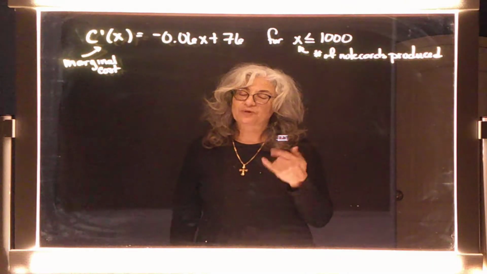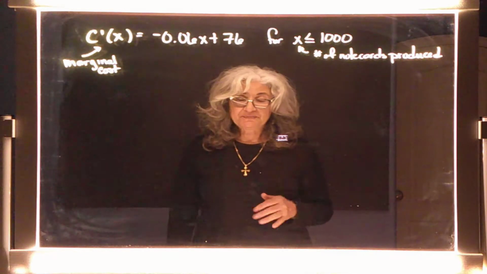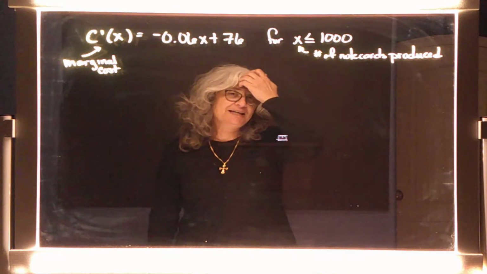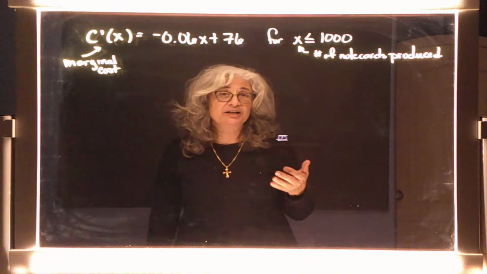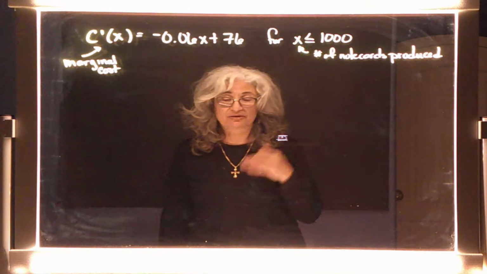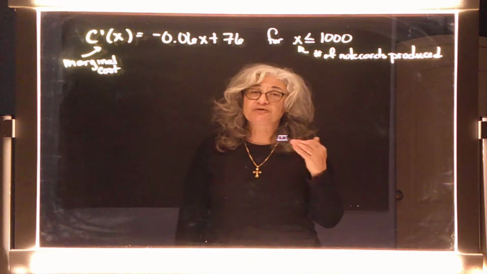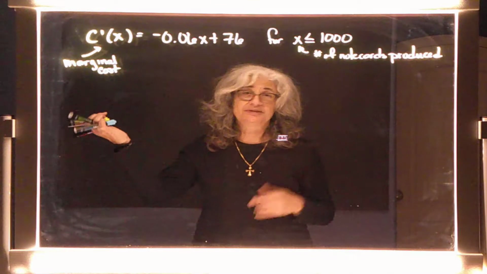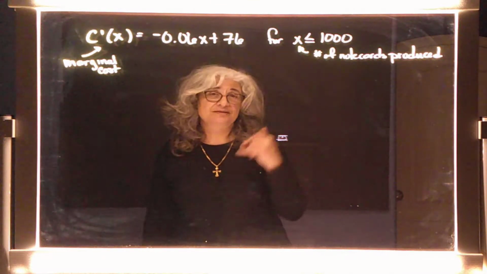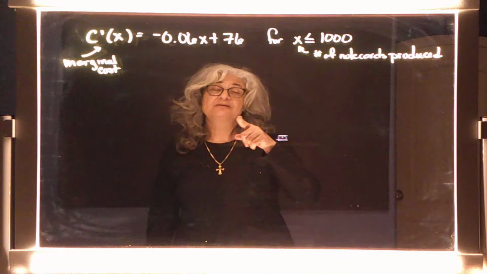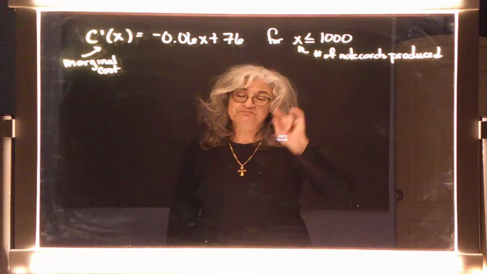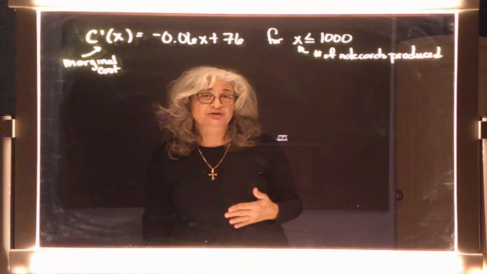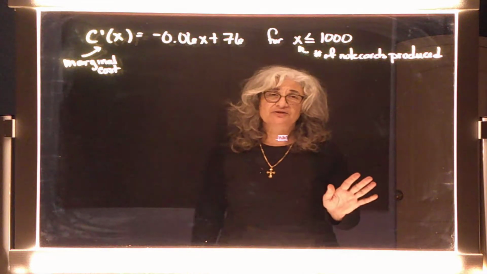Ready for the next one? We have a note card company, and it's found that the marginal cost per card, sounding familiar? Marginal cost is another way of saying the rate of change of the cost. So the marginal cost per card of producing x number of note cards is given by the function negative 0.06x plus 76, and we've got a restriction: x is less than or equal to 1,000. They ask us to find the total cost of producing 730 cards. Again, disregard any fixed costs.